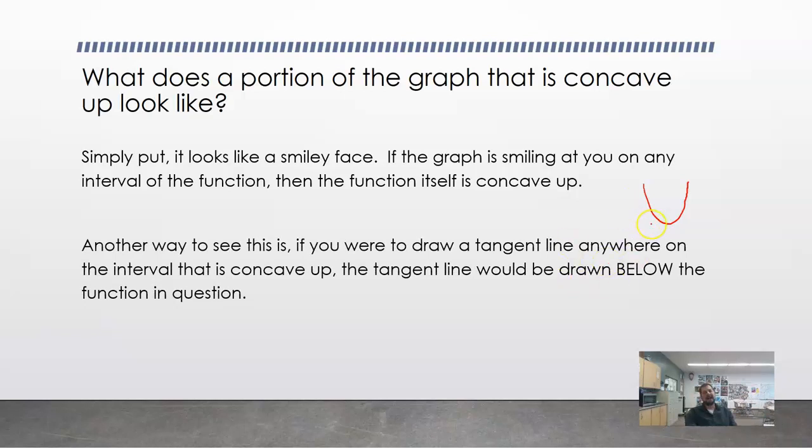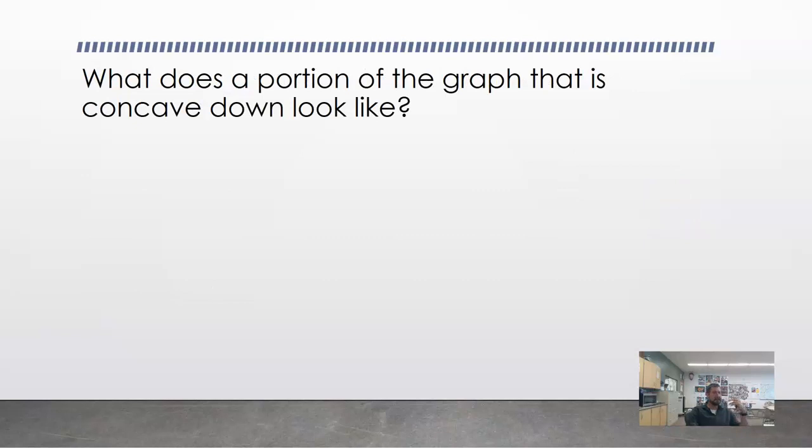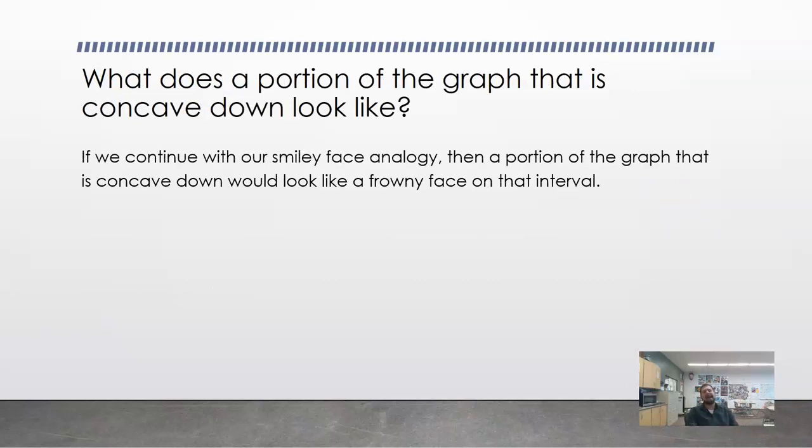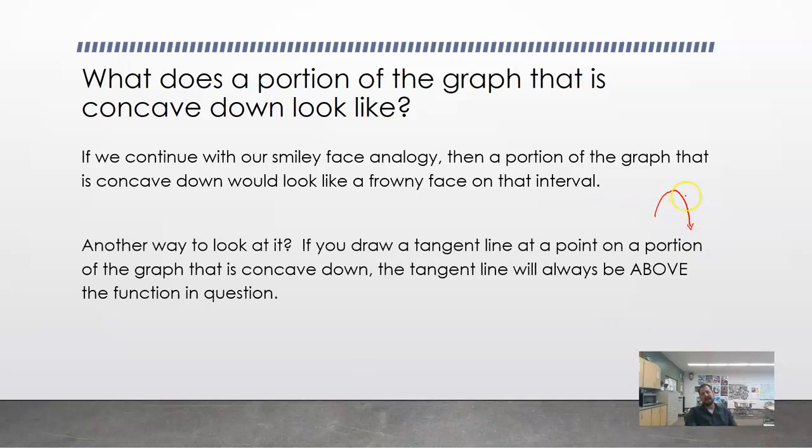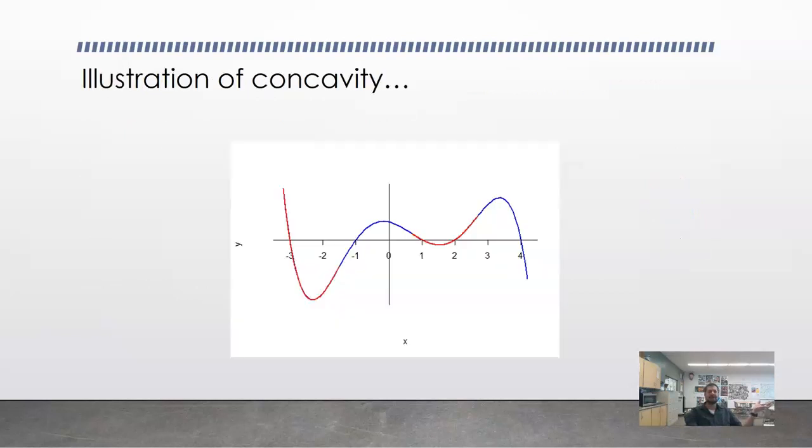Another way to look at this, and this is kind of how they use it on the AP tests sometimes, is if I were to draw a tangent line at any point along an interval that a function is concave up, then the tangent line itself would always be drawn below that function. Notice how both of those lines are located below, their y values are less than a graph that is concave up. Conversely, a graph that is concave down looks like a frowny face on any given interval. Or if we were to look at that in a different way, if we were to draw a tangent line, the tangent line would always appear above that function that we are talking about.